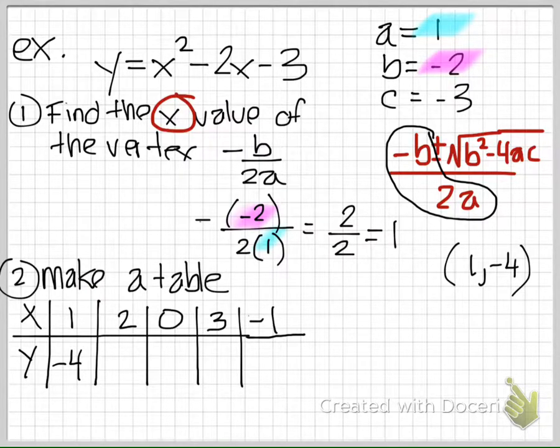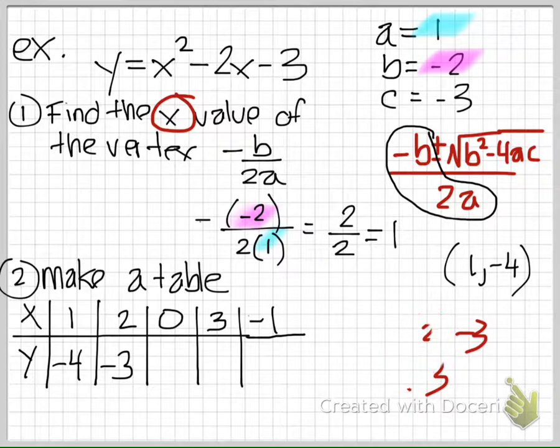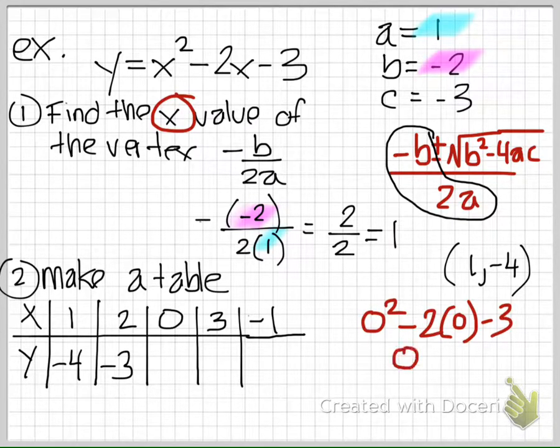So let's see what that looks like. 2 squared minus 2 times 2 minus 3. Well, that's 4 minus 4 minus 3. I can tell you right now, when I simplify that, 4 minus 4 is 0, minus 3 is -3. We then repeat the process for 0. I'm erasing my work because I don't have enough space here. 0 squared minus 2 times 0 minus 3. Well, that's 0 minus 0 minus 3. So that should give me -3.